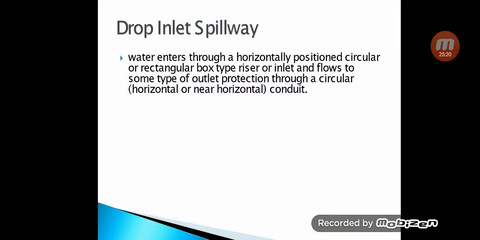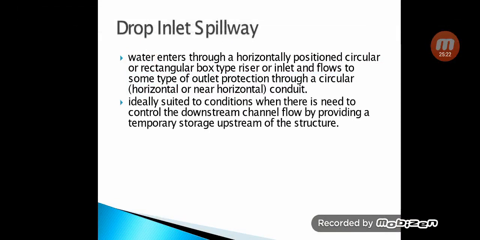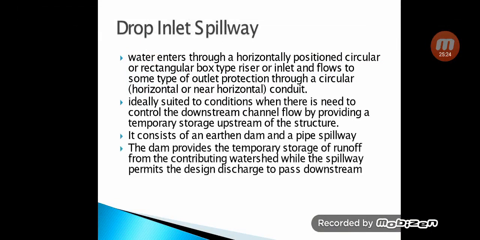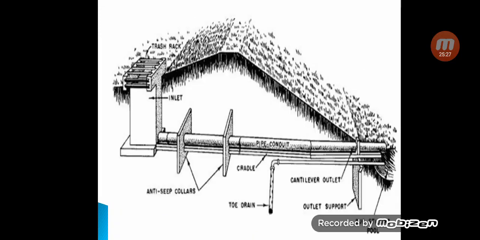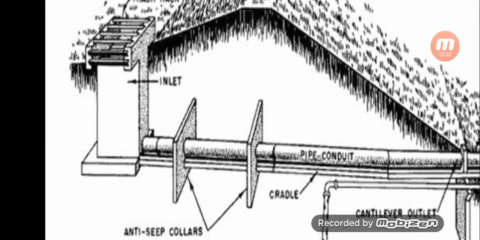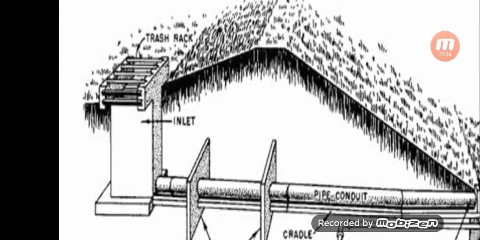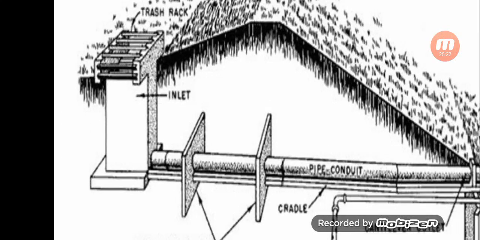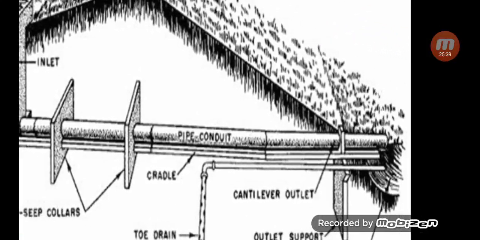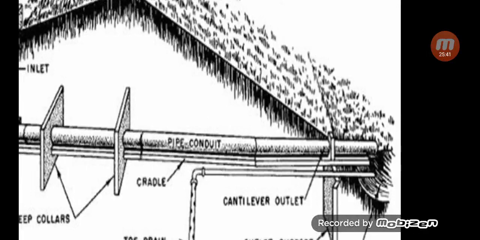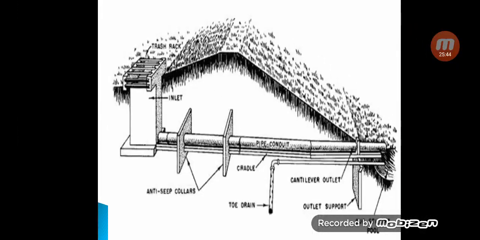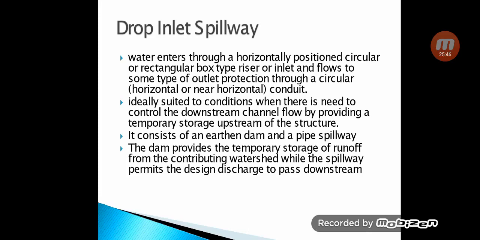Second is the drop inlet spillway, which consists of a pipe-like structure. You can see the different components are: there is an inlet, the riser inlet. Second is the pipe conduit or pipe-like structure, and third is the outlet. So this is how water enters the horizontally positioned circular or rectangular box type riser or inlet.